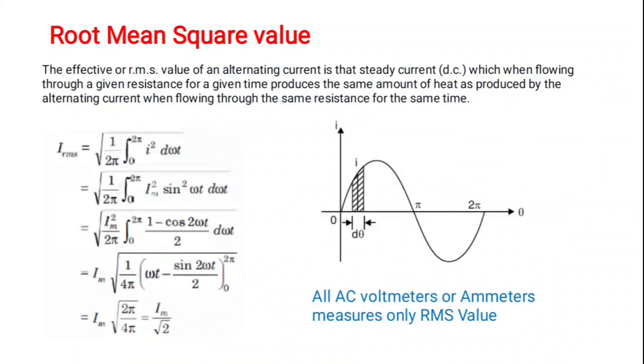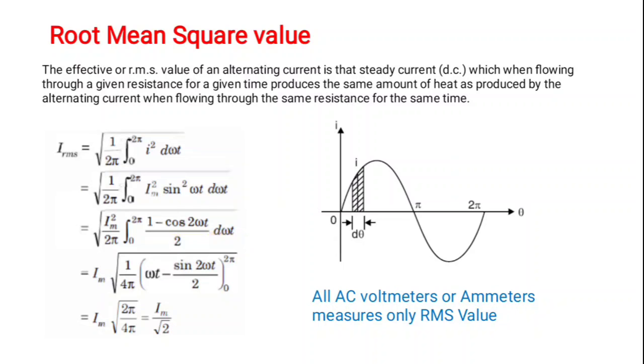So let us discuss how the RMS value is represented. I RMS is equal to square root of 1 by 2 pi ∫ from 0 to 2 pi of i square d omega t. So i is equal to Im sin omega t. If you substitute, this becomes Im square sin square omega t d omega t. Then Im square by 2 pi we take outside, and inside the integration we get sin square omega t. Sin square theta is equal to 1 minus cos 2 theta by 2. So if you represent it, it is 1 minus cos 2 omega t divided by 2, d omega t.